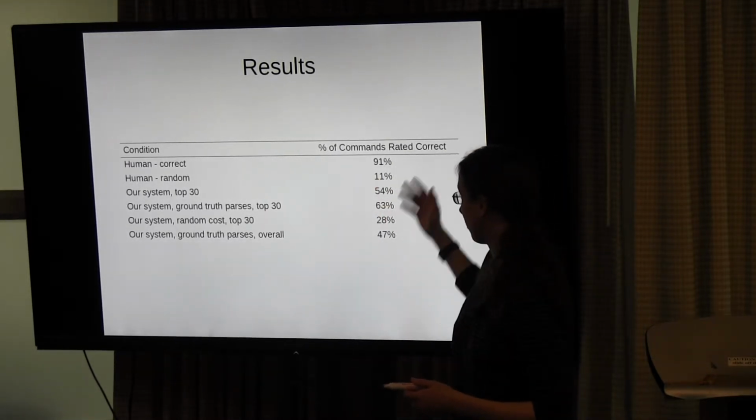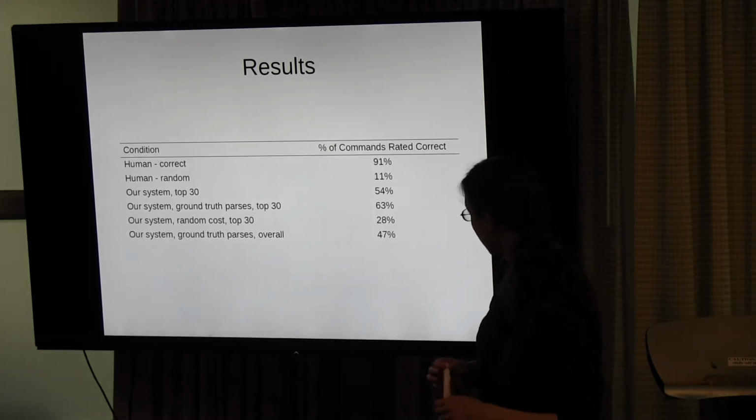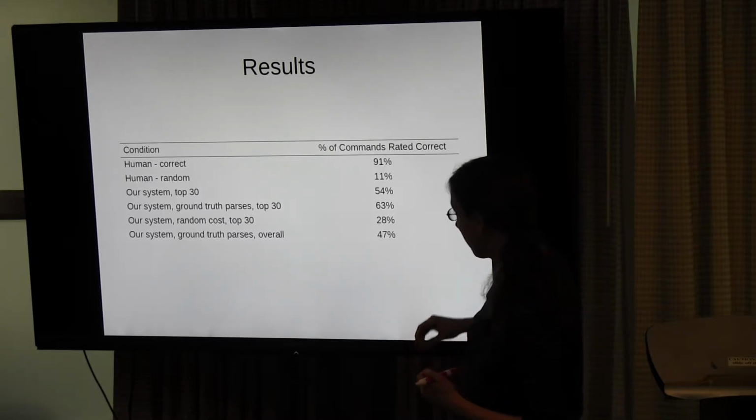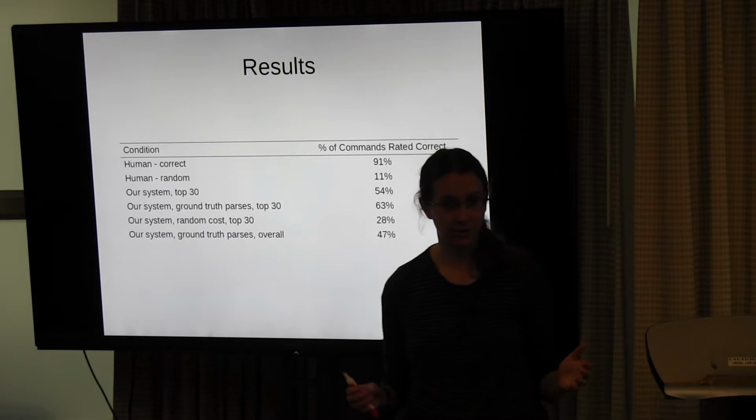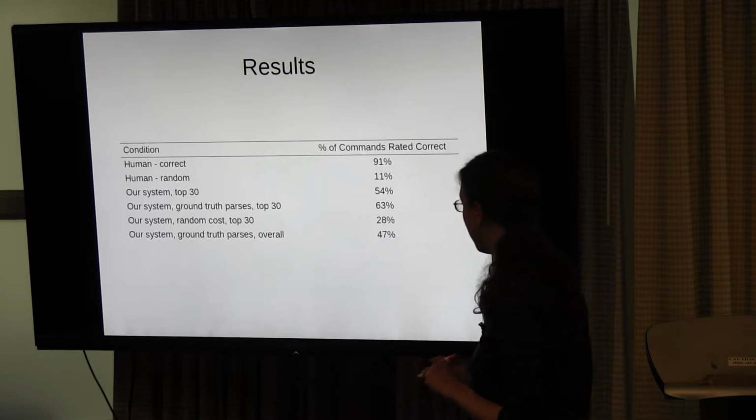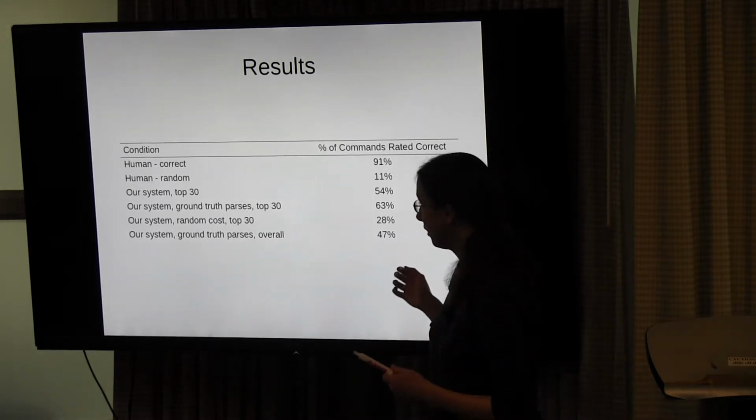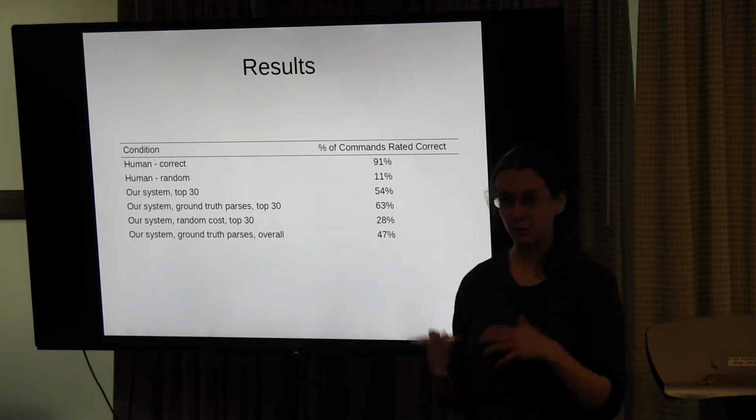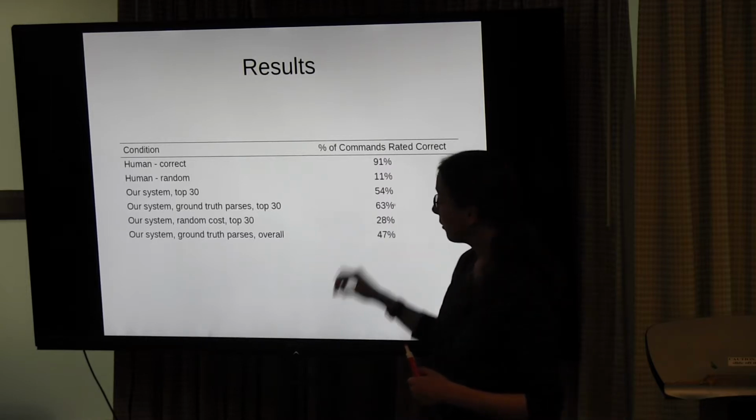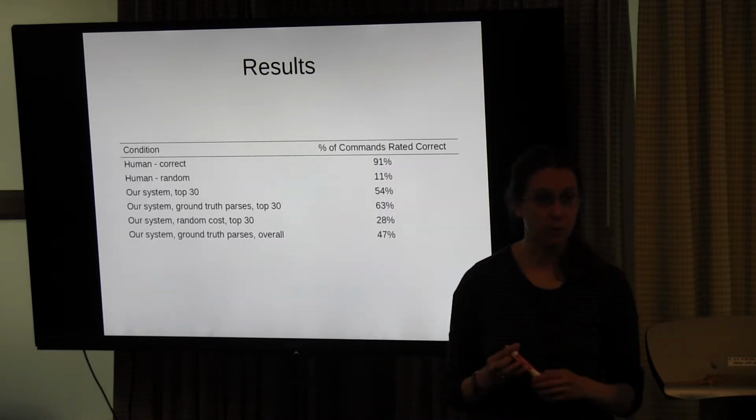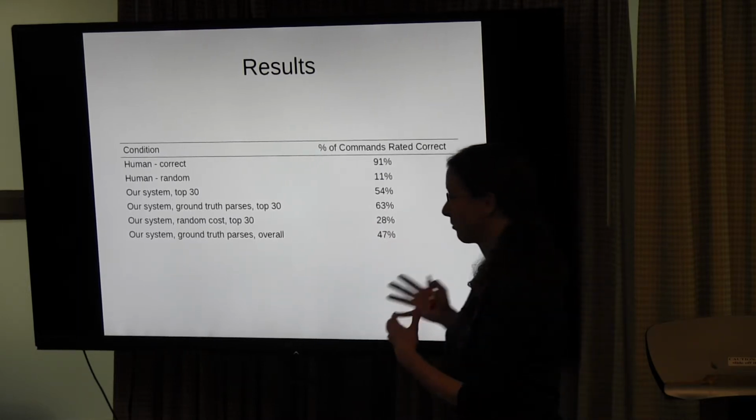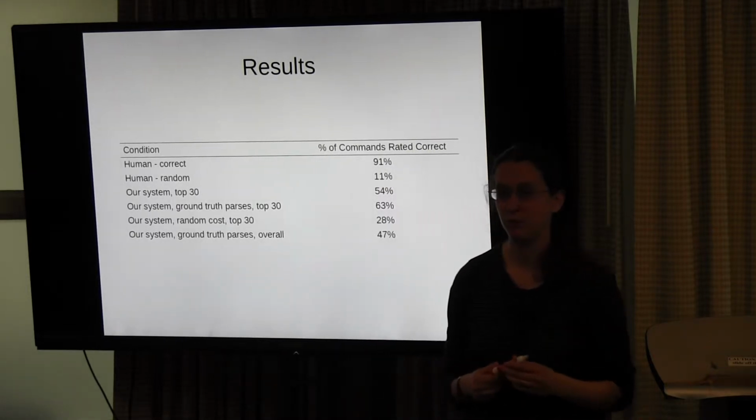And then we tried it with our system in different configurations. The takeaway from this is if we run it with ground truth parses on the whole data set, we actually do pretty badly on an absolute scale. We get about half of them right. But it's actually encouraging when you compare it to using a random cost function where we don't try to incorporate information from language at all. We see a significant improvement. And if we look at the ones where we think we got right, the top 30 most confident ones, then we get 63% of them correct. So it's not great. This is not something that's ready to run on your PR2 at home.